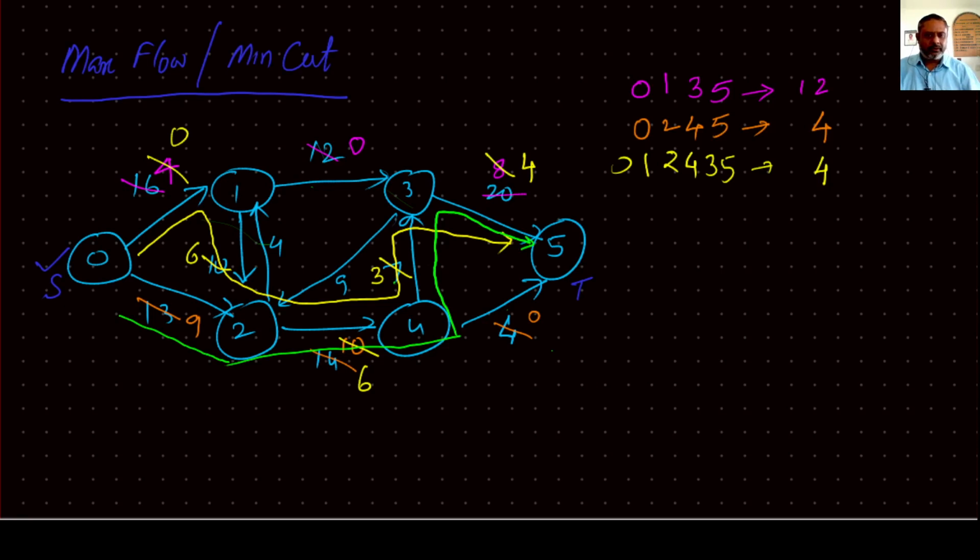So 0 to 2 the size is 9, 2 to 4 it is 6, 4 to 3 it is 3 left, and 3 to 5, 4 is left. So the smallest possible is 3. Therefore 0 to 2, 2 to 4, 4 to 3, 3 to 5, we push 3. So that becomes 0. And if 3 goes, 6 remains here, 3 goes, 3 remains here, and 3 goes, 1 remains here. So anyway, can we get 1 more?